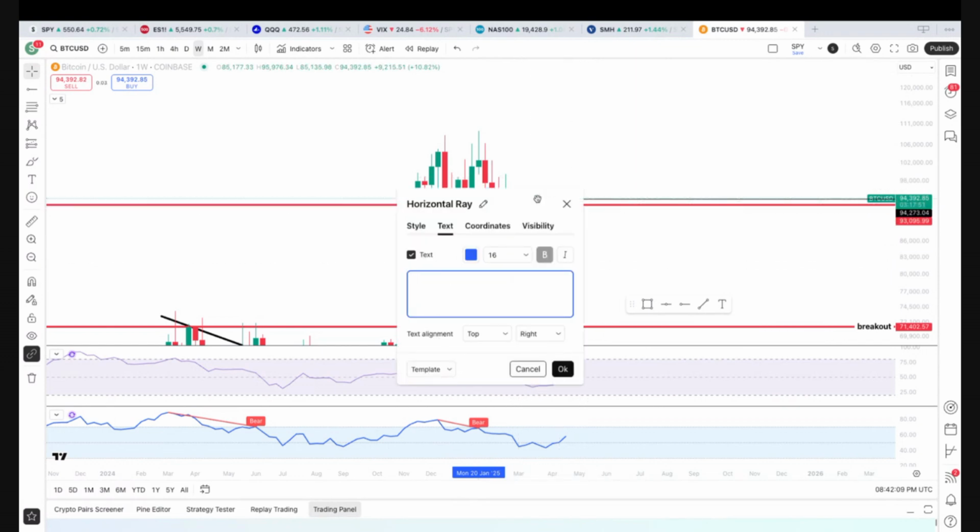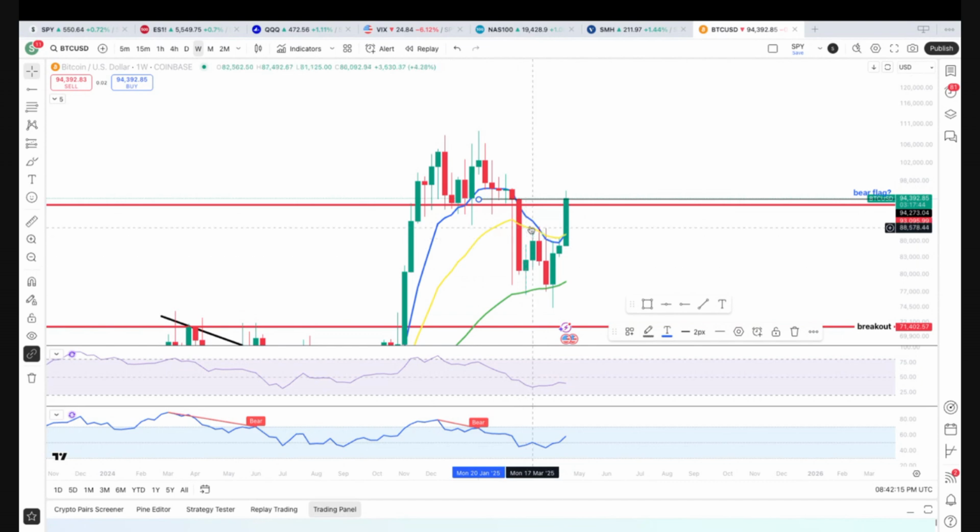So let's say bear flag. If we close above it, it's no longer a bear flag, right? It was just a double bottom. But if we close under it, then we were just really retesting the top of this candle. Are people selling here? Is there more selling pressure here or more buying pressure?